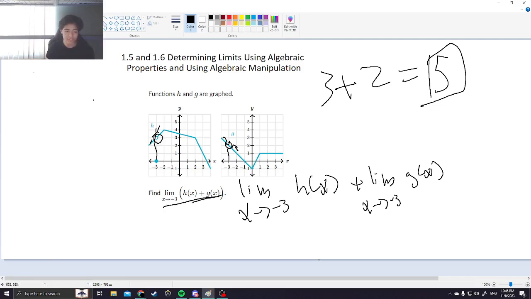When you have this inside the parentheses, you have two different functions. You do them separately. You find both of the limits and you add them together. So the limit as x approaches negative 3 of h of x, look at the graph. It's 3. The limit as x approaches negative 3 of g of x, look at the graph again. It's 2. You add the two together. You have 3 plus 2. You get 5. Easy peasy.